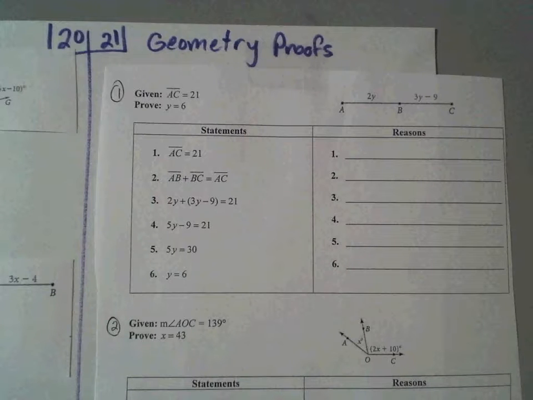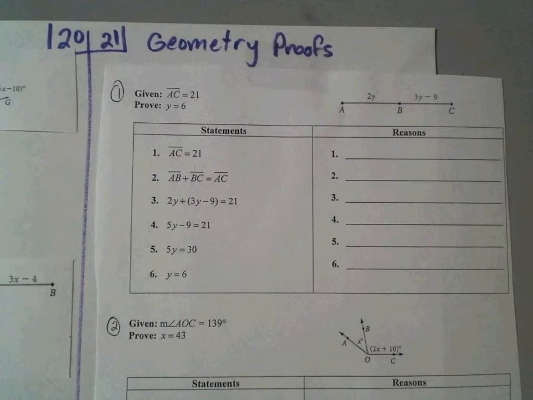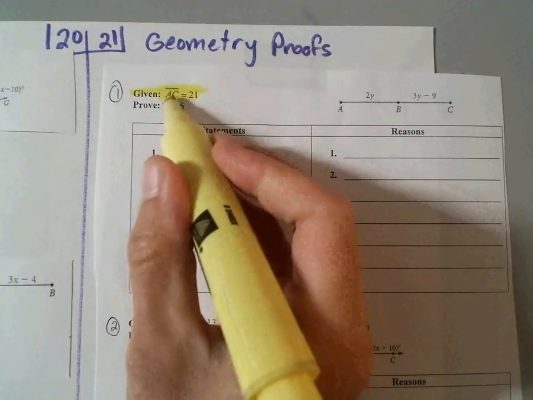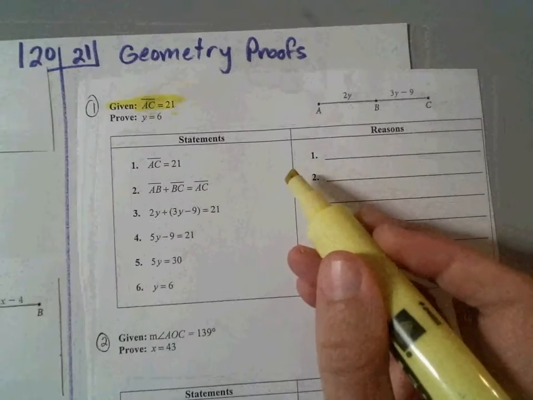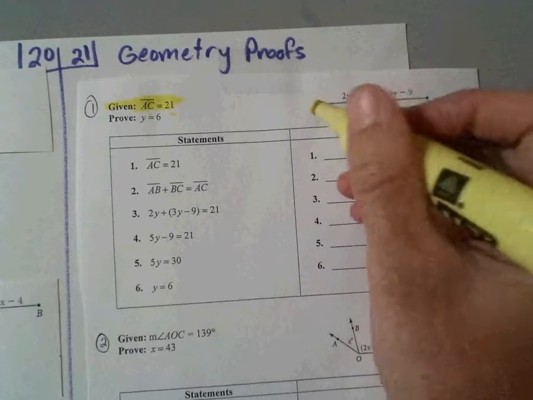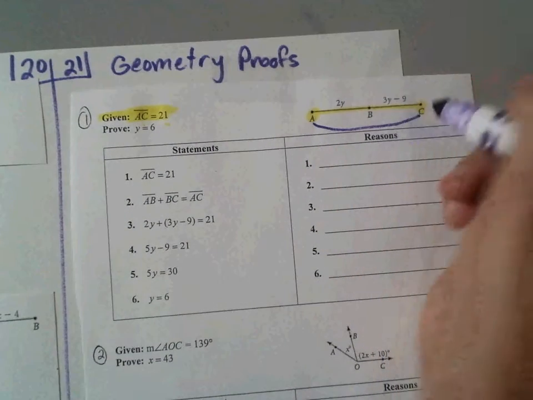Okay, page 20 and 21 in your notes today. So this time we're putting a geometry twist on our proofs. If we look here, the only thing you are given is that segment AC is equal to 21. Look at your picture. You have a picture of a segment, right? And what's your segment labeled? AC, that's good. So let's mark our picture that it is 21 in length. Do a little loopy from A to C is 21.